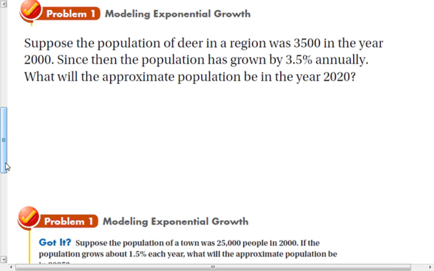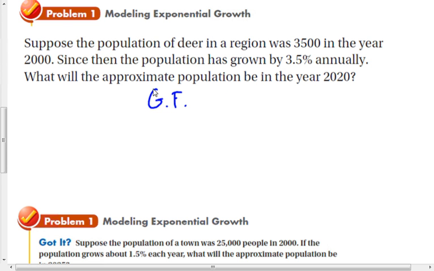All right, so let's see how this works here. Suppose the population of deer in a region was 3,500 in the year 2000. Since the population has grown by 3.5% annually, what will be the approximate population in the year 2020? Okay, since we're growing, the first thing I want to do is get the growth factor.